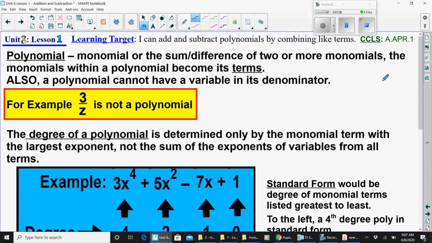A polynomial is a monomial, or the sum or difference of two or more monomials. The monomials within a polynomial become its terms. Also, a polynomial cannot have a variable in its denominator. So for example, 3 over z is not a polynomial.